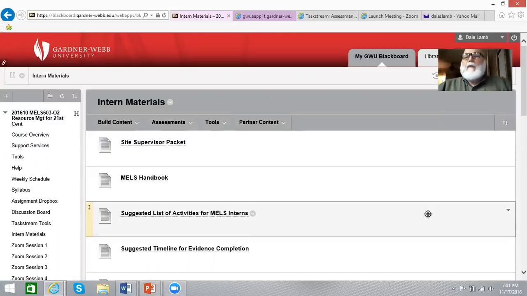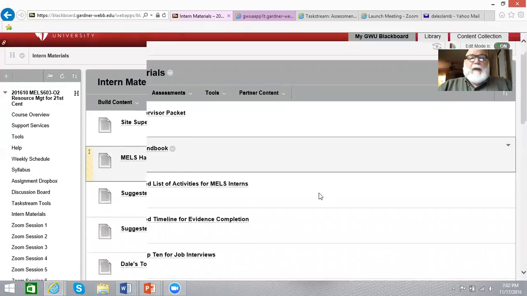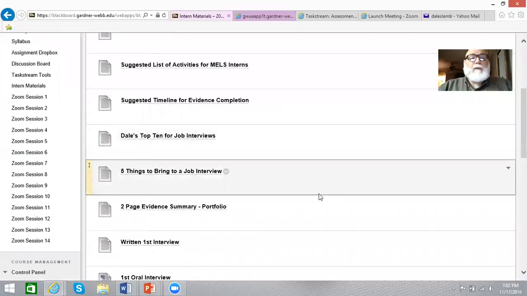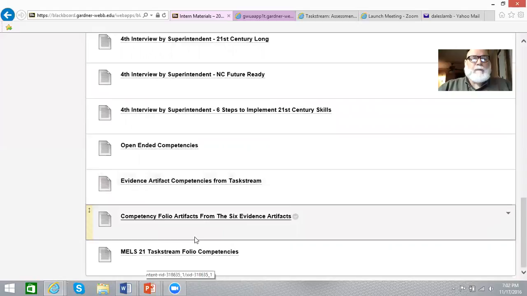I want to cover competencies again. We seem to still be struggling with that. Please remember that you need to initiate your competency folio. Since you are a continuing student in 603, you will only have to put one proof in for each of the 21 competencies. You can choose between the two evidence artifacts listed or open-ended as the origin of those competency proofs. As a guide, please remember under intern materials on our Blackboard menu, I have put some documents for you.